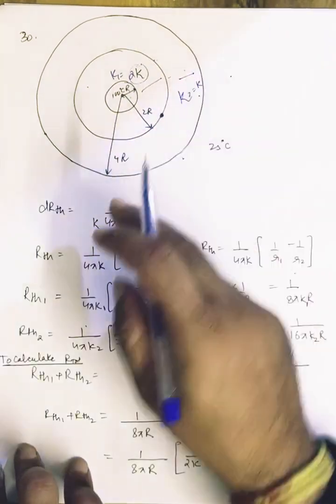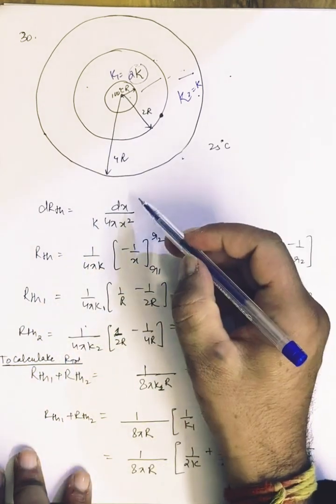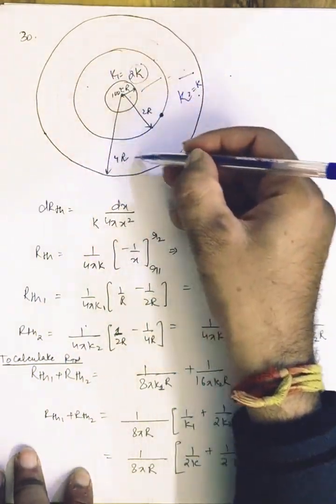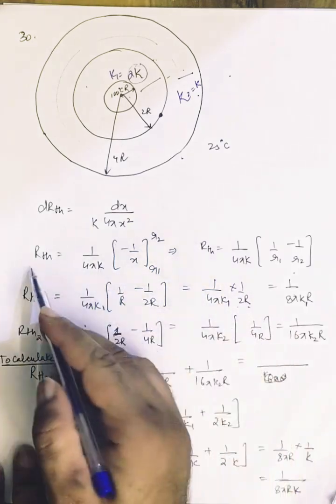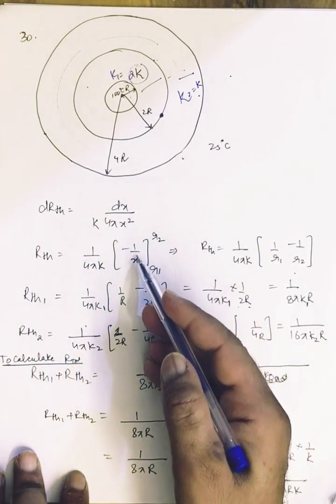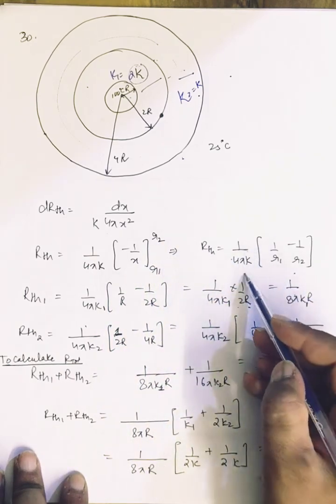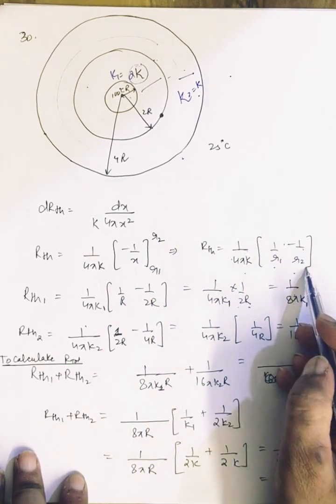We know the formula, but I'm deriving it again. So R thermal, I'm trying to calculate. Somewhere I've taken a differential hollow sphere, which we have calculated before. The way of solving is the same. For 4 pi k you take it outside. Integration is minus 1 by x, r1 to r2. So R thermal is 1 by 4 pi k, times 1 by r1 minus 1 by r2.